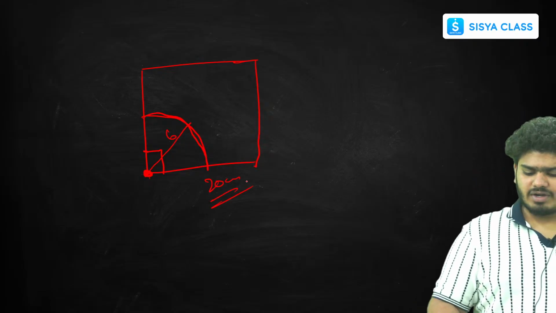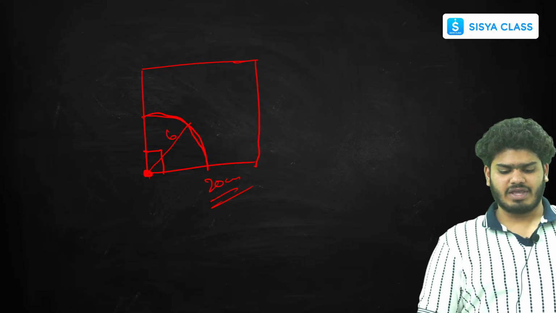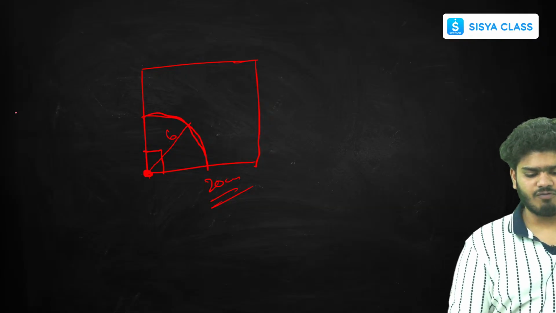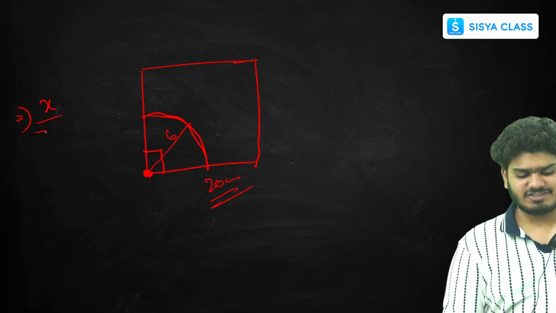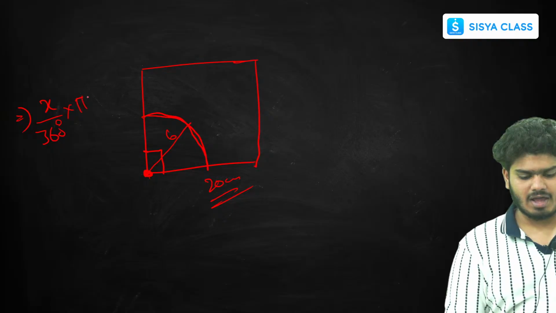Okay, so what is the area of the shaded region? So we can easily find out. What is the formula of the sector? x by 360 into pi r squared.